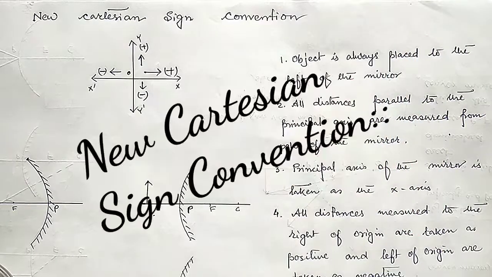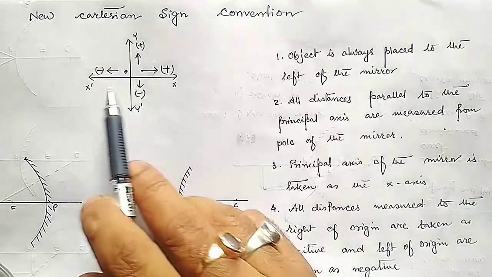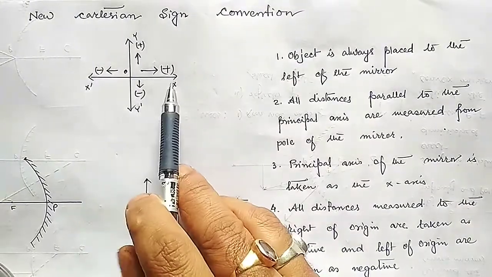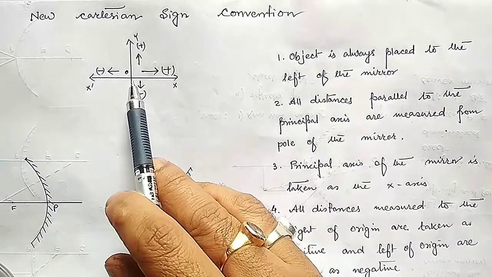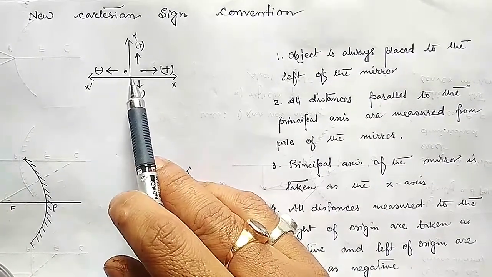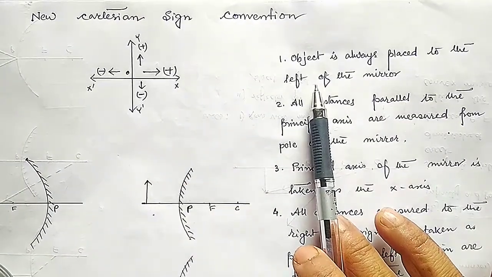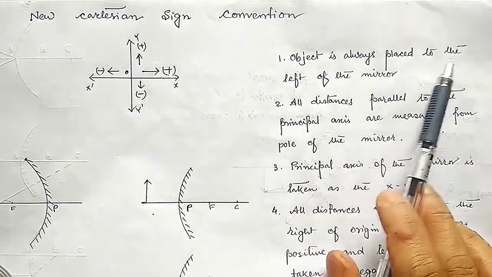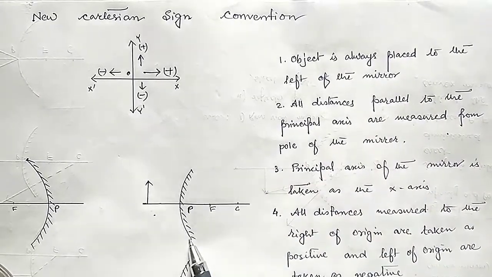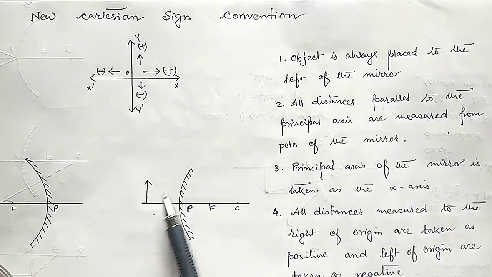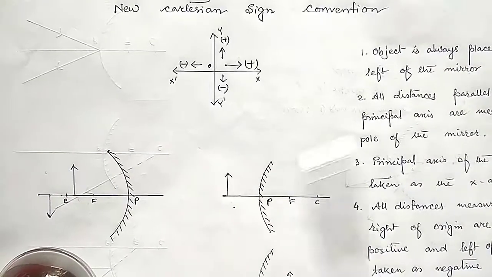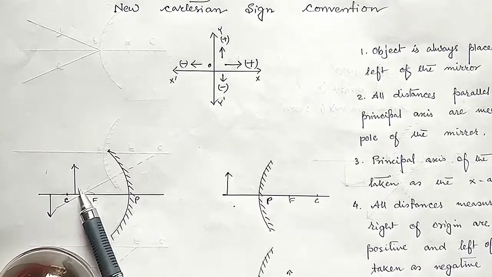To specify the position of the object and the image, we need a reference point and sign convention. The sign convention that is followed nowadays is called the new Cartesian sign convention. In maths you must have done the Cartesian plane where this line is called the x-axis and this is called the y-axis, and the point where this x-axis and y-axis intersect is called the origin. According to the new Cartesian sign convention, the object is always placed to the left of the mirror. Since this is the mirror, we have to keep the object on this side. In case of a concave mirror also, we have to keep the object on the left hand side.